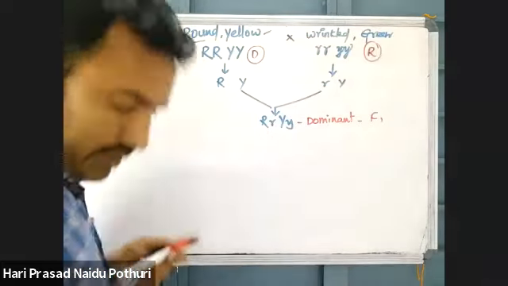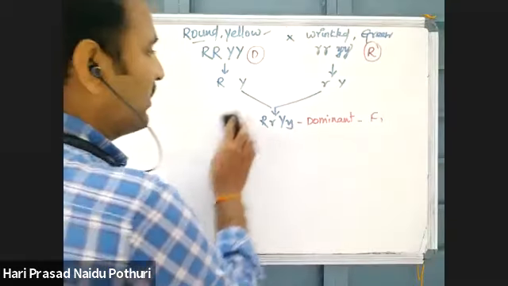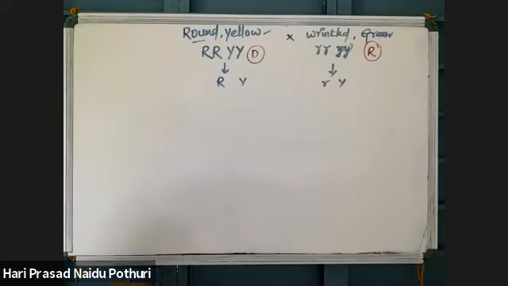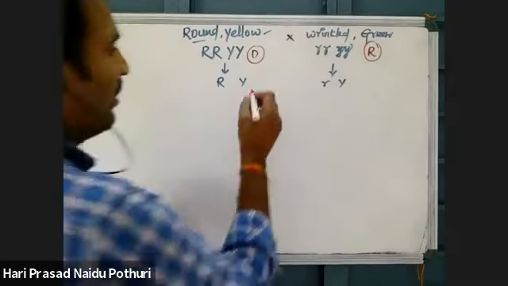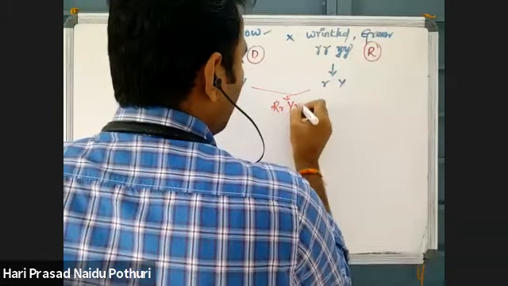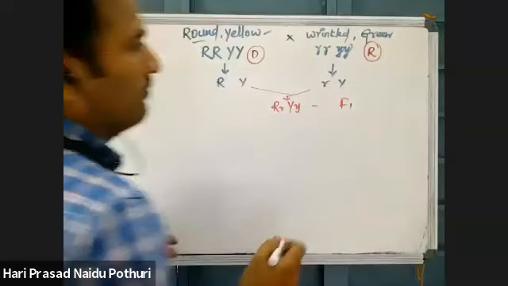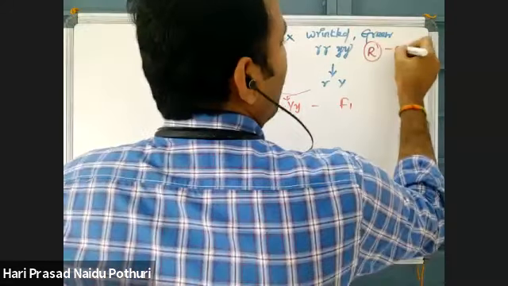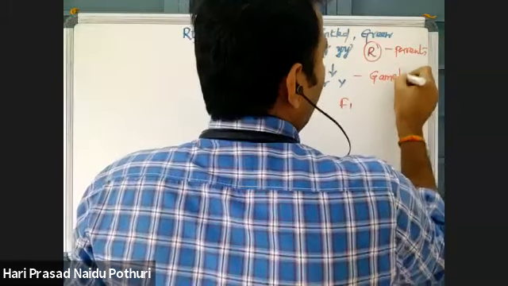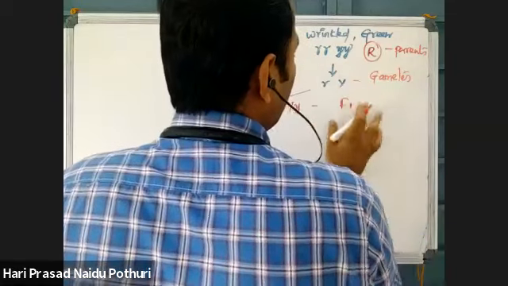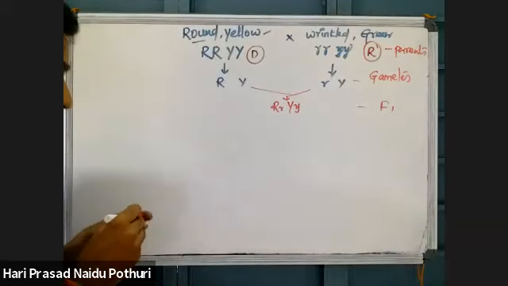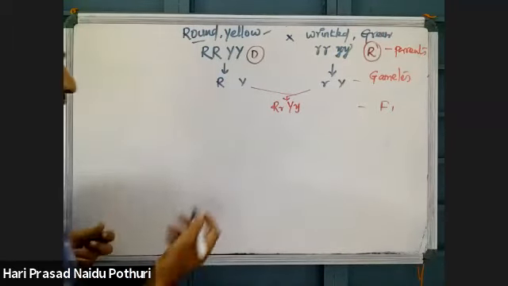Then this dominant F1, here space I need more, so that capital R, capital Y, small y, F1. These are what? Parents. These are gametes. Which one? This one, gametes. And these are F1 progeny. Then F1 progeny are selfed.